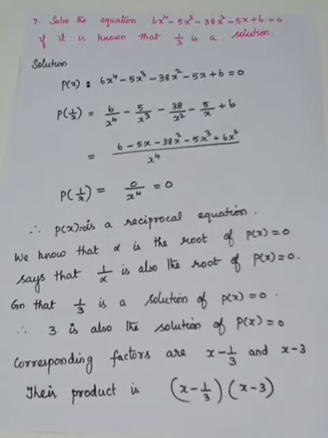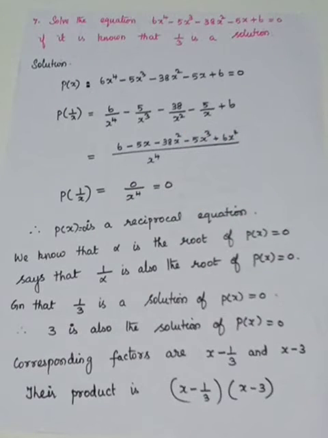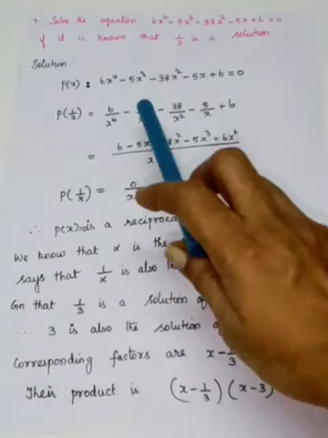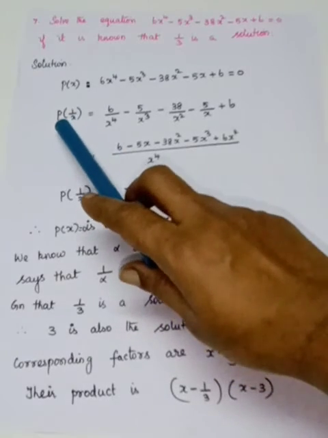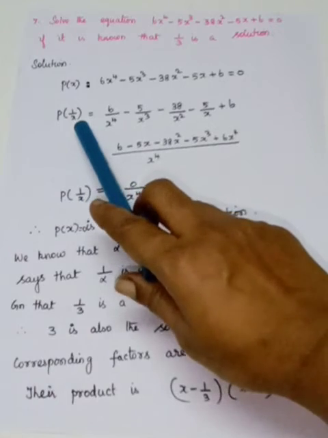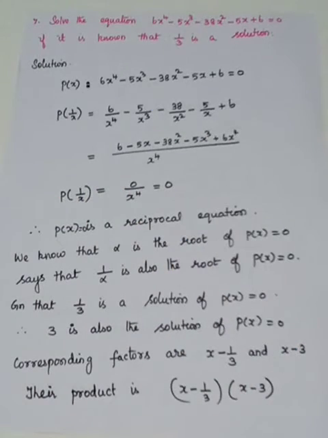This way also you can proceed. But here it is given 1 by 3 is a solution. So one solution is given, and from that we can proceed also. In both ways you can do it. So first we have to check it is a reciprocal equation. For that I have substituted P of 1 by x. Already we have said it's a reciprocal equation of type 1.